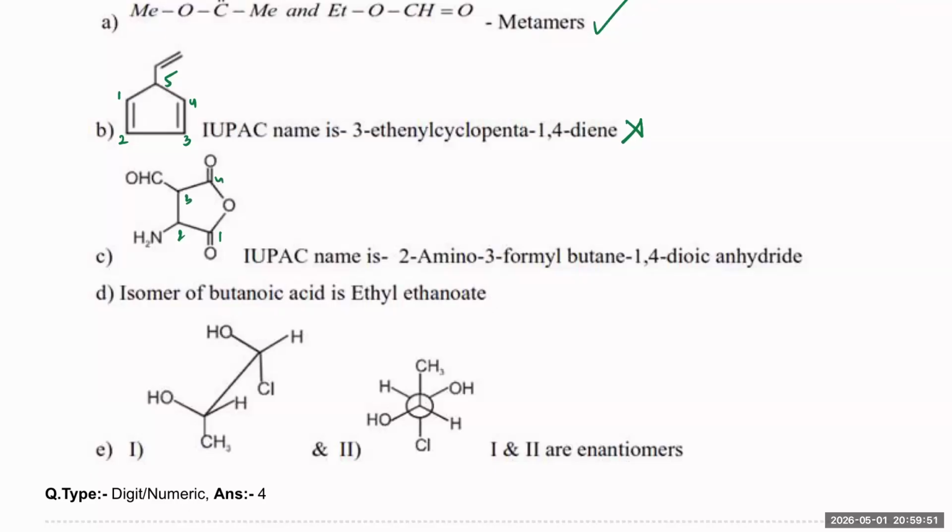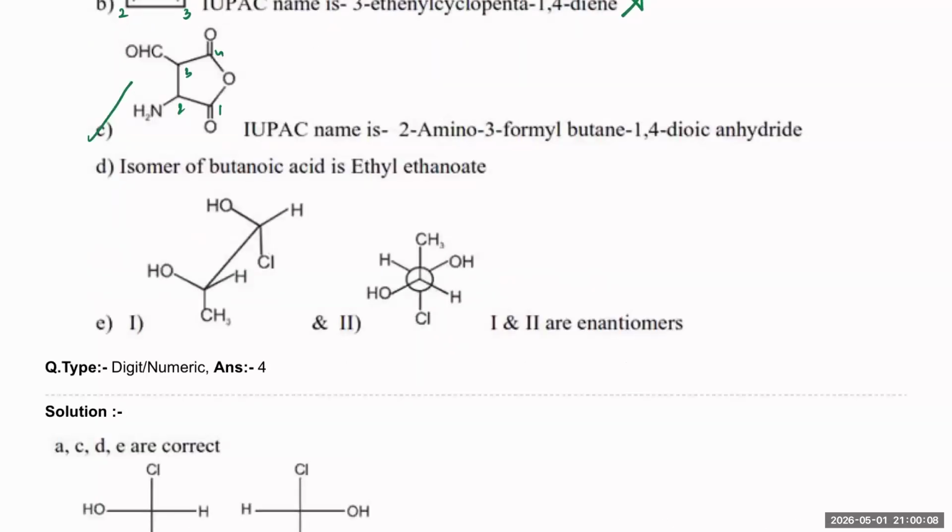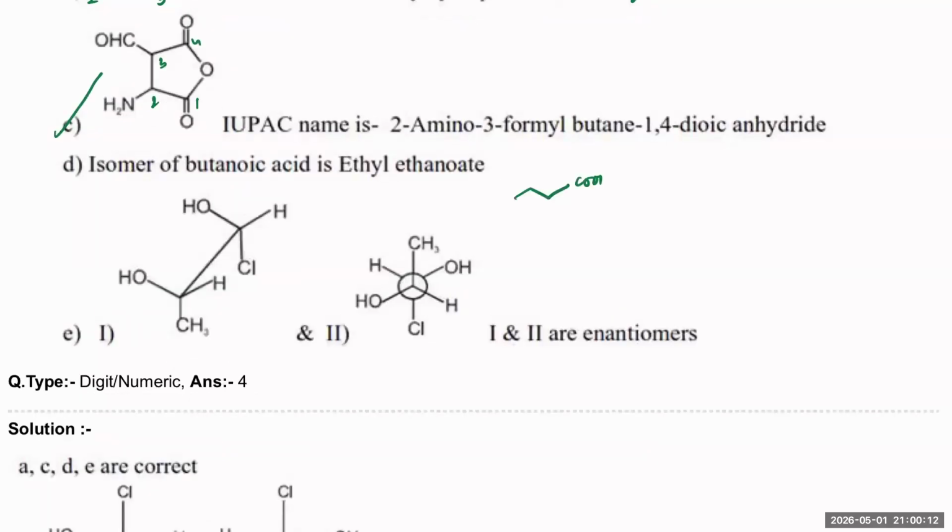Hence it has to be 2-amino, 3-formyl, and it is butane-1,4-dioic anhydride, which is correct. So this IUPAC name is correct. Next, isomers of butanoic acid is ethyl butanoate. So which is true, because this one as well has a double bond O and like this. So these two are one and the same. Next, E.